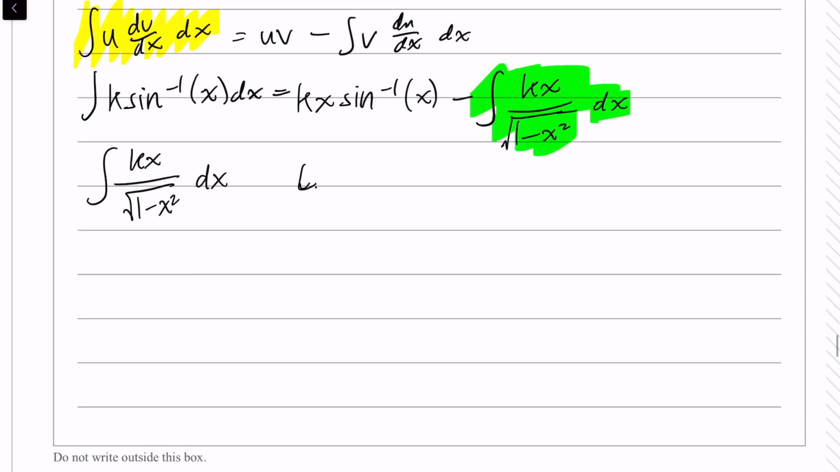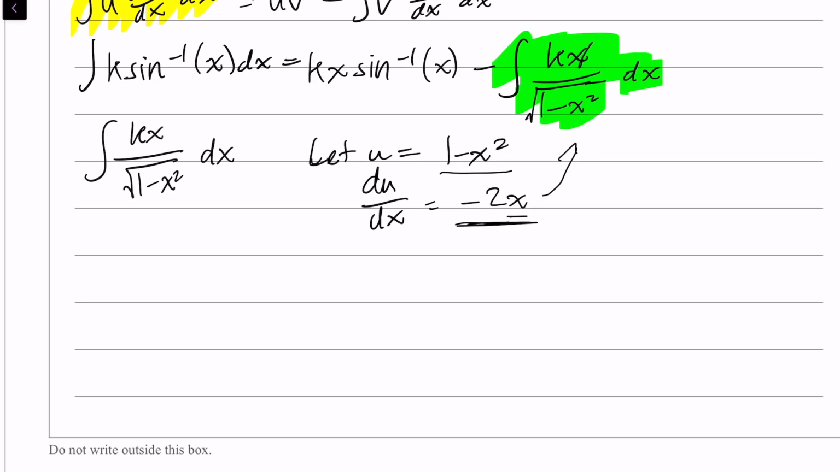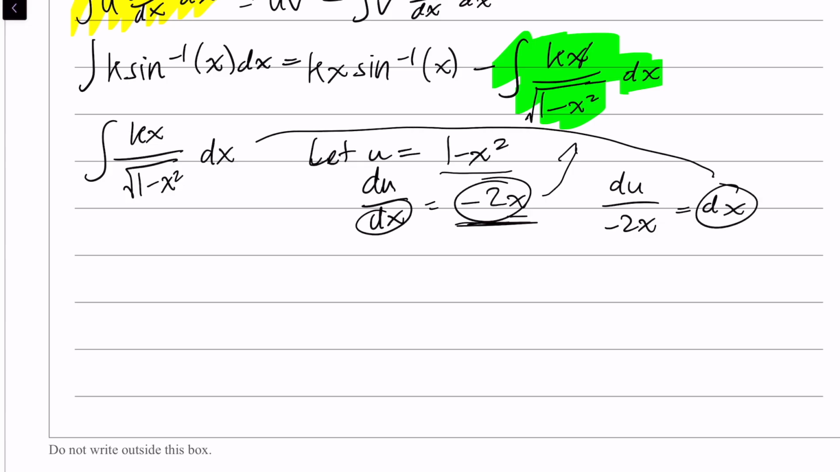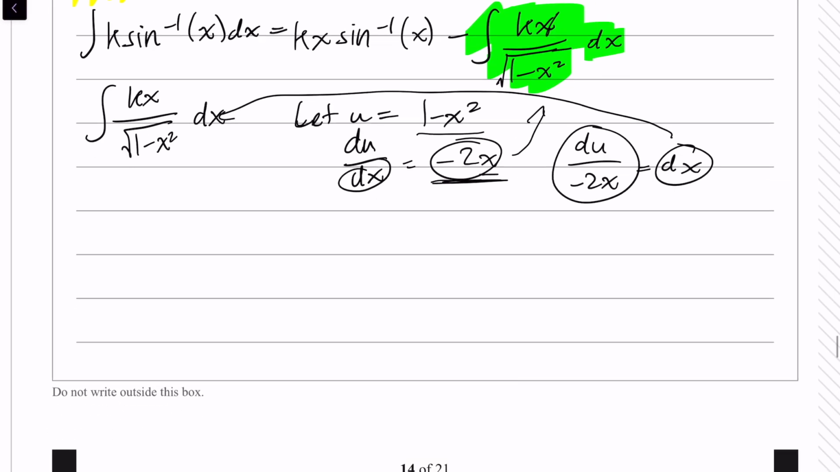I can let u on the bottom be 1 minus x squared, okay? And then if I differentiate that, I get obviously minus 2x. And once I've figured out my du dx is equal to negative 2x, then I can rearrange this by swapping the dx and the negative 2x to form du over negative 2x is equal to dx. And I can easily substitute this dx here and then replace it with that, okay? So I'll show you what that looks like.